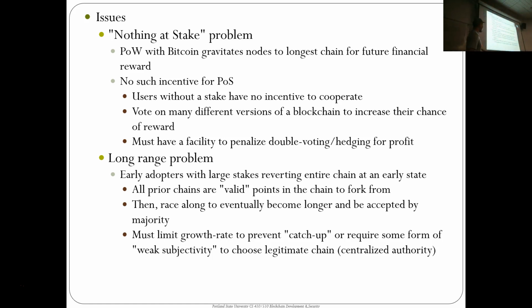Okay. So you need some other way of preventing that kind of attack. Limiting the growth rate, so that when you go back in time and try to build a chain that goes parallel, it can never catch up, would be one way of doing this. Or having some kind of weak subjectivity to choose the legitimate chain, even though the malicious one is longer. So rather than always going with the longest, you have some other way of determining what the valid state is on the blockchain. But this requires a centralized authority, which is what blockchains are trying to avoid. So you have that issue.